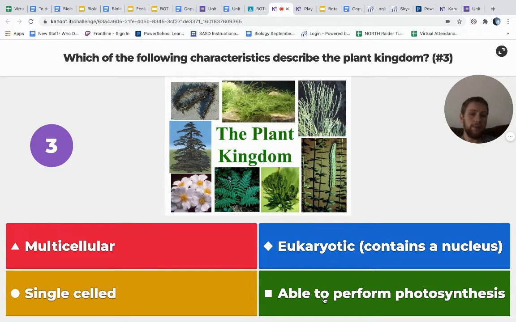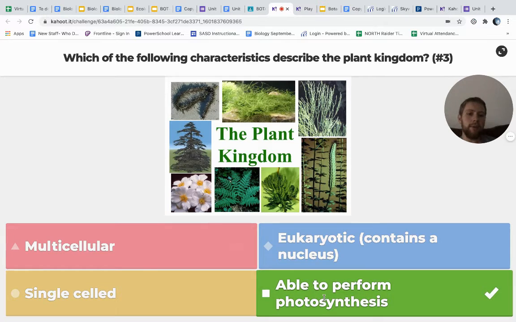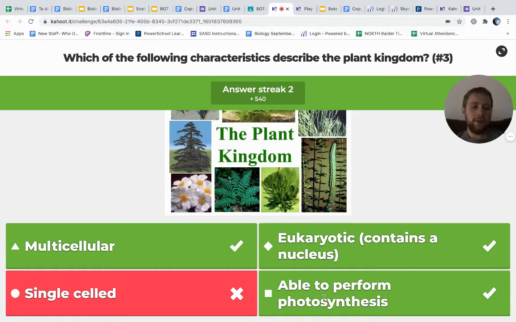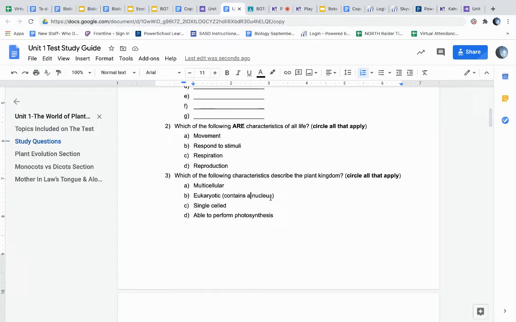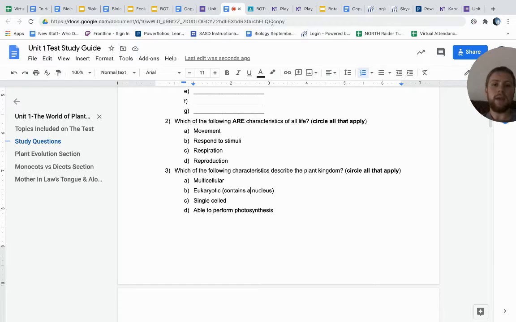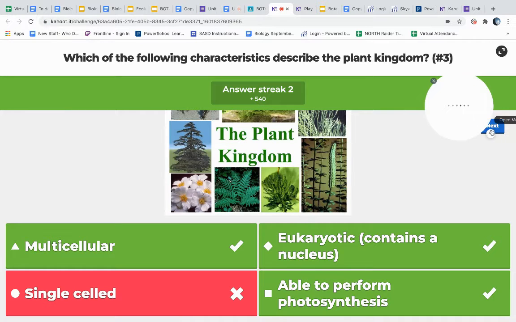So on a Google form, this might come up as a checkbox, but right here, there's no way to pick multiple answers. But either of these 3 would work. Single-celled would not work, however. And if you check number 3, it's the exact same as what that question was. So I made it that way intentionally.